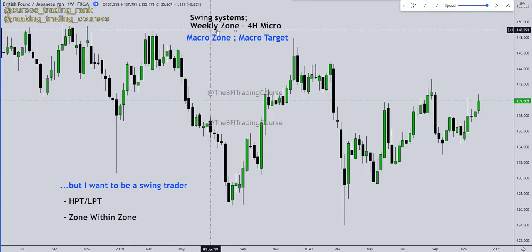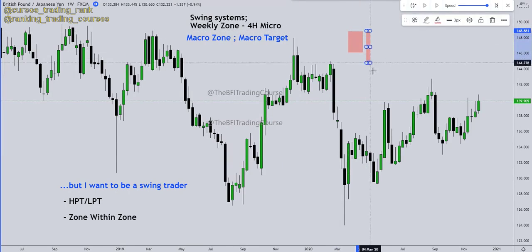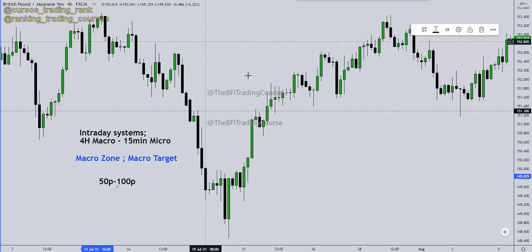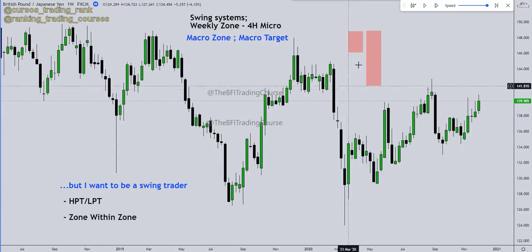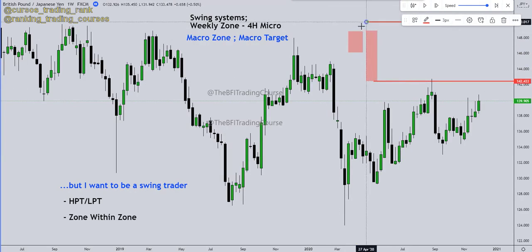Swing systems, obviously a weekly zone. So what's our micro? A 4 hour. Just like you see a 15-minute engulfing or a 15-minute pin bar inside your 4 hour zone, you want to see an engulfing or a pin bar on a 4 hour. It's just a 4 hour engulfing or a pin bar upon which you would enter.